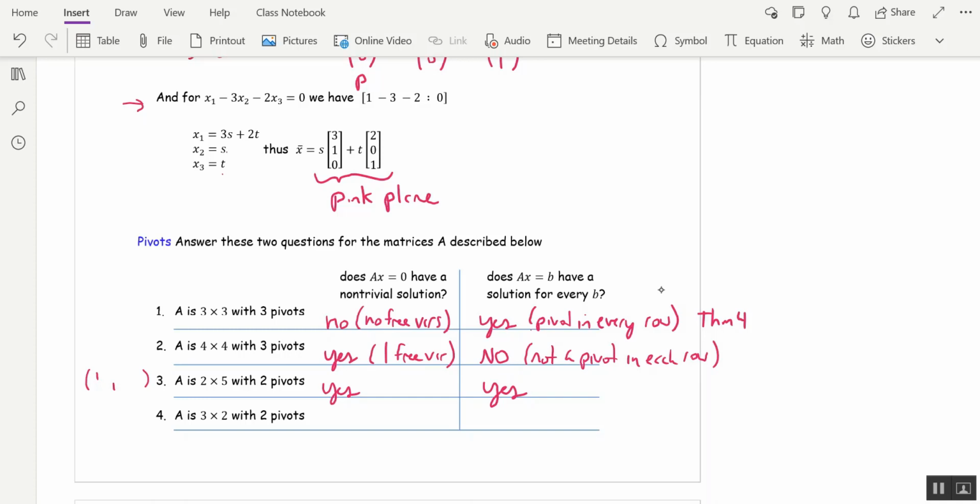If A is 3 by 2 with 2 pivots, so 3 by 2 is going to be skinny and tall. 3 rows, 2 columns, we've got 2 pivots. Does Ax equal 0 have a non-trivial solution? No, because there are no free variables. There's only 2 columns but there's two pivots, so each column corresponds to a pivot column. So no. And then does Ax equal b have a solution for each b? No, because we don't have a pivot in every row. We can't. There's 3 rows, but there's 2 pivots, so we've run out of space to get a pivot in that last row. Okay, and that's the end of this section.